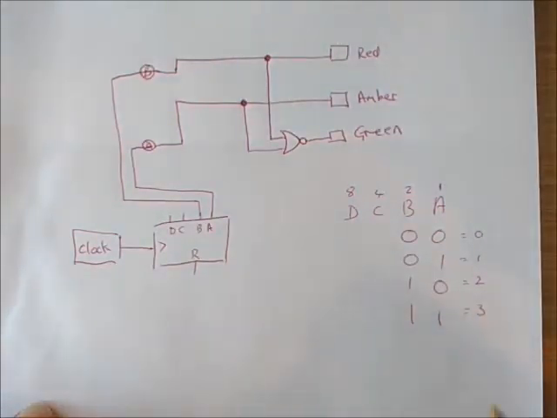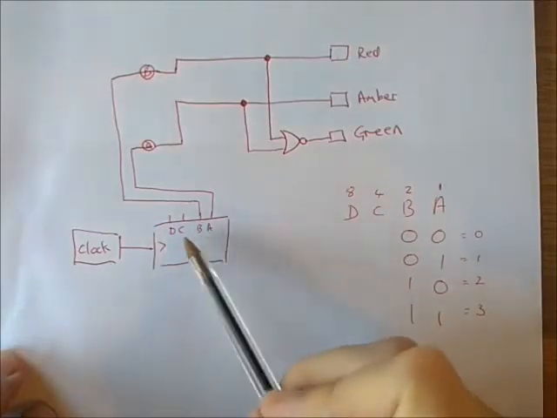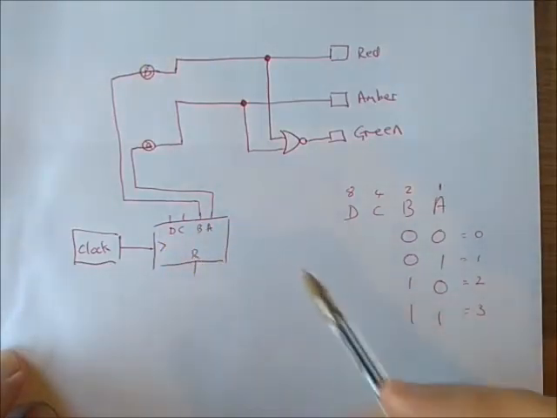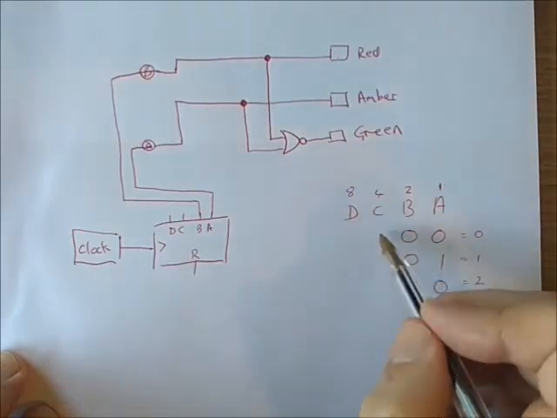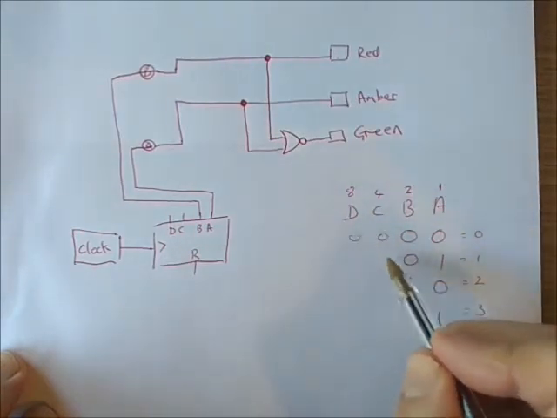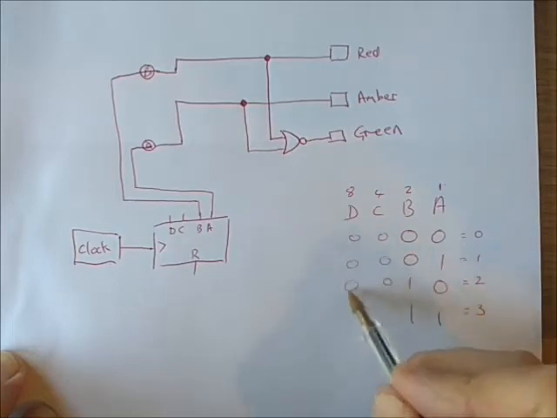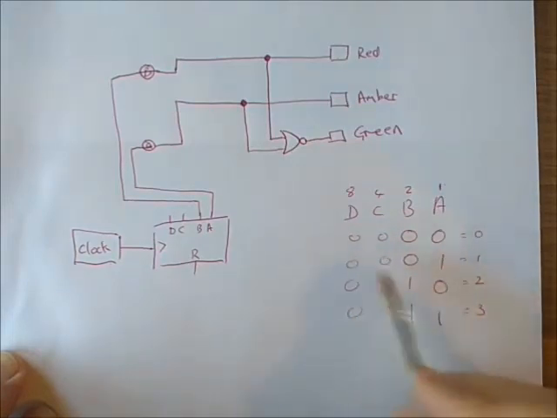The thing with this is, though, that our counter has got 4 outputs, so it's going to carry on going. What are D and C doing? At the moment, they're 0, they're not doing anything at this point. They're not giving anything out at all, they're staying at 0. But once we get to this point here, then they start producing an output.